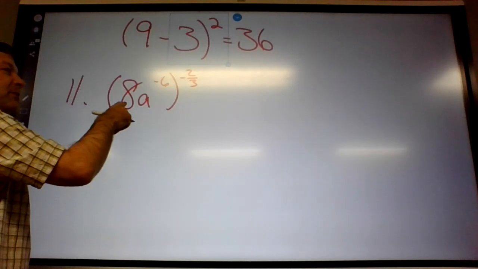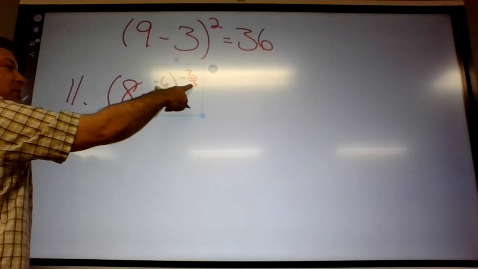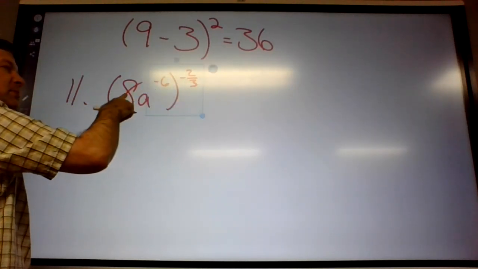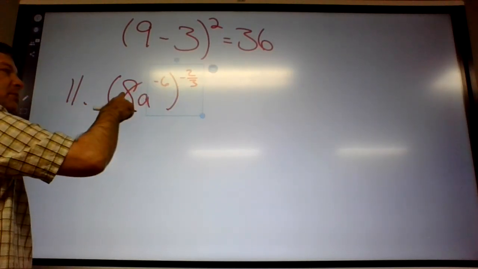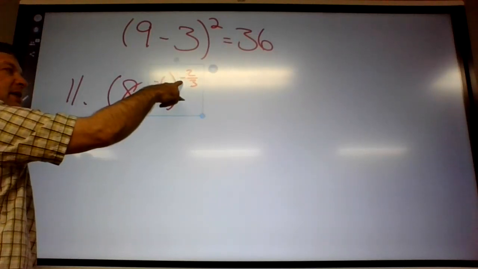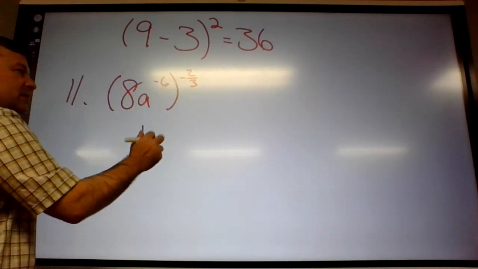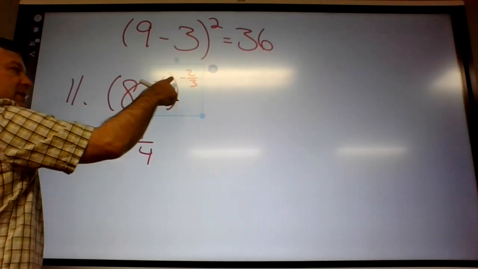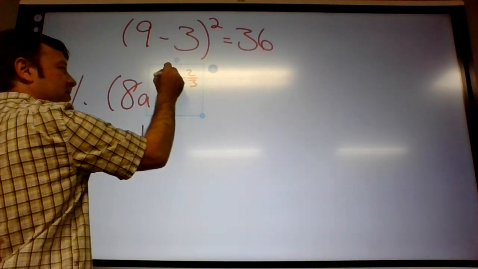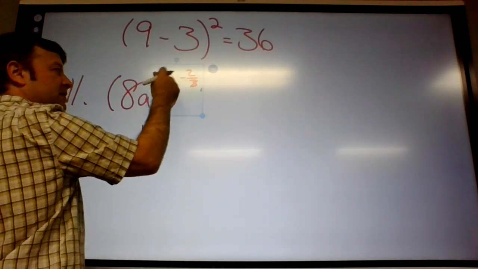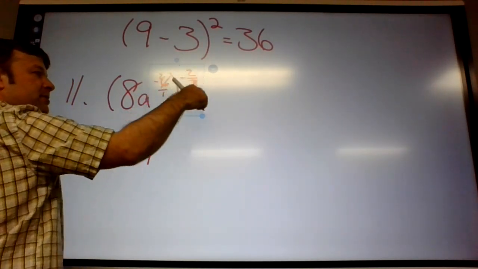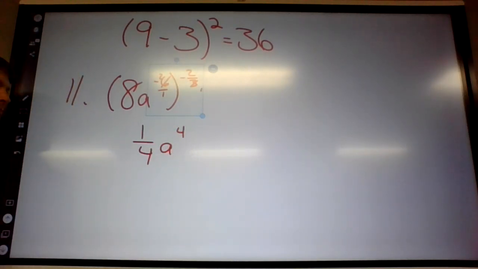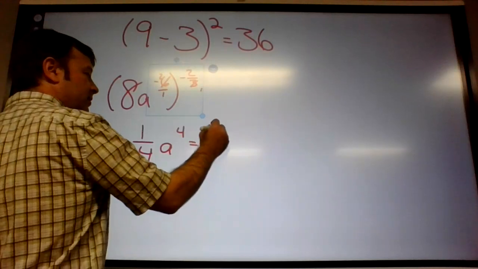So both of these are to the negative 2/3. So 8. Hush. The cube root of 8 was what? 2. 2 squared is, and a negative exponent. Okay, what do we do with the powers here? Multiply. What happens is you divide by 3 and you get 4. So this is just a to the 4th. So it's 1/4, a to the 4th.